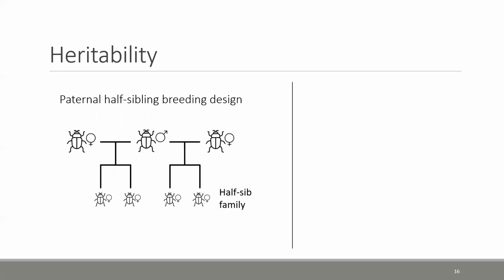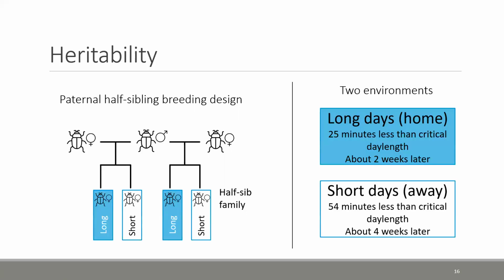So each of the half-sibling families got split into 2 treatments here. One was a long day treatment, which was a day length of 25 minutes less than the critical day length of the population, which is about 2 weeks later than that day length would occur in the field. And a short day treatment, which was about 4 weeks later than the critical day length in the field.